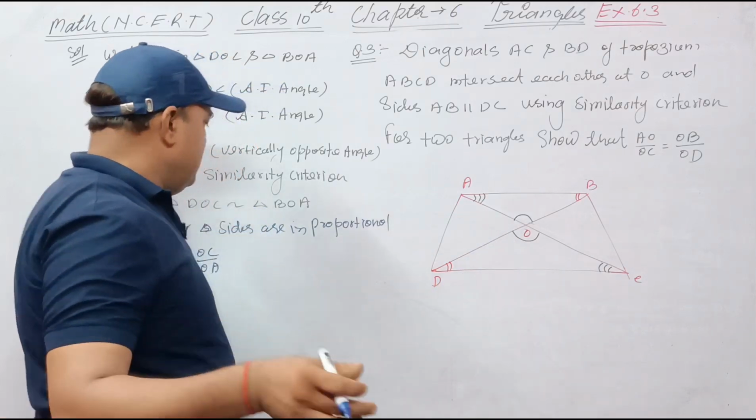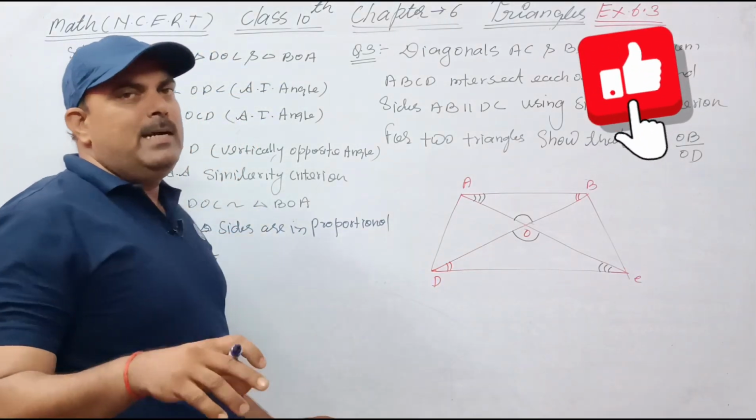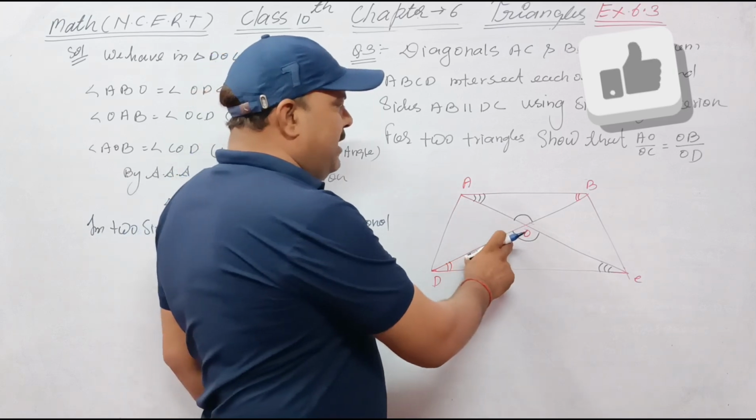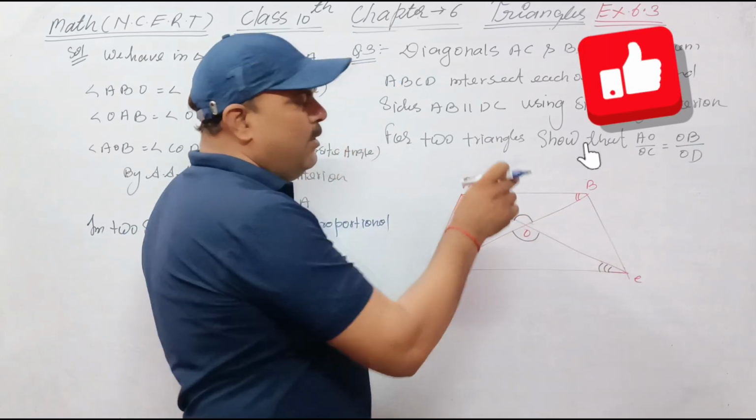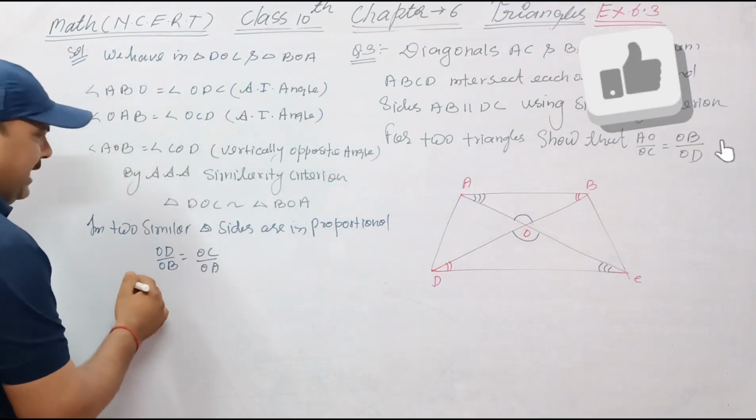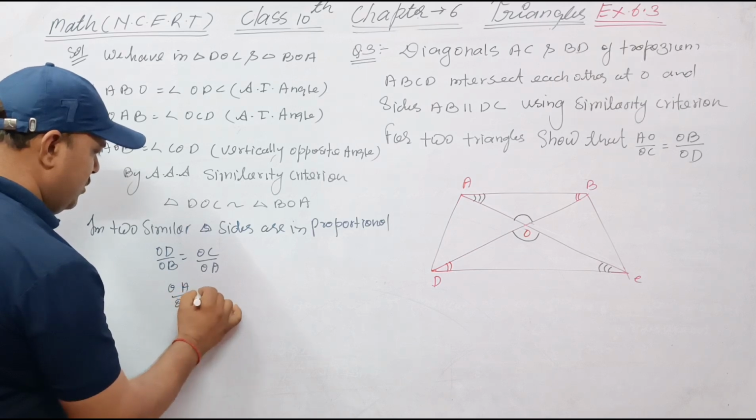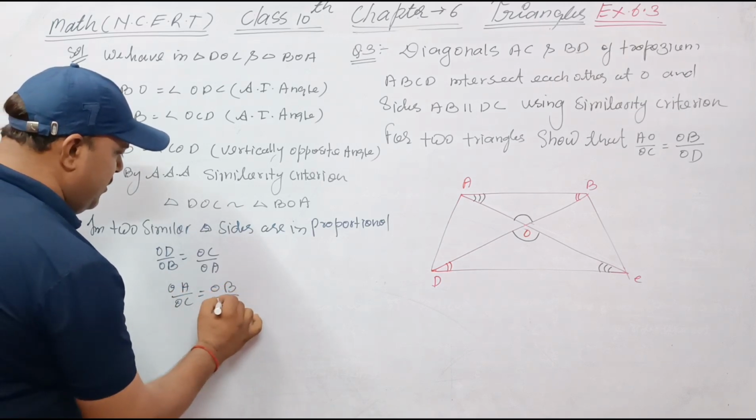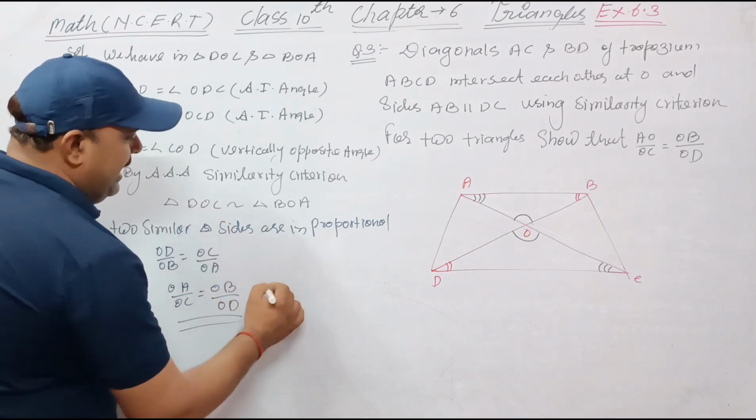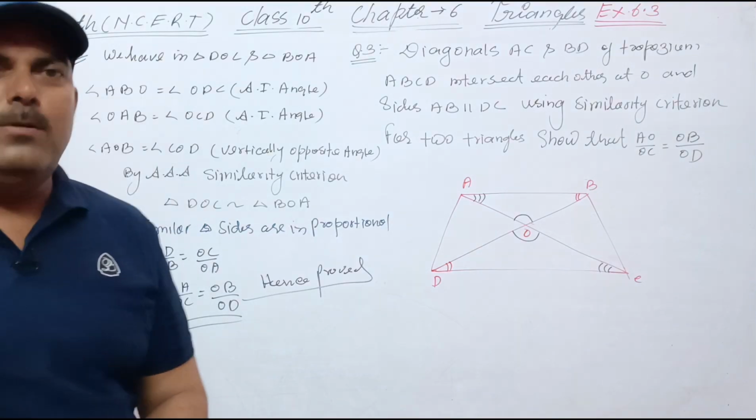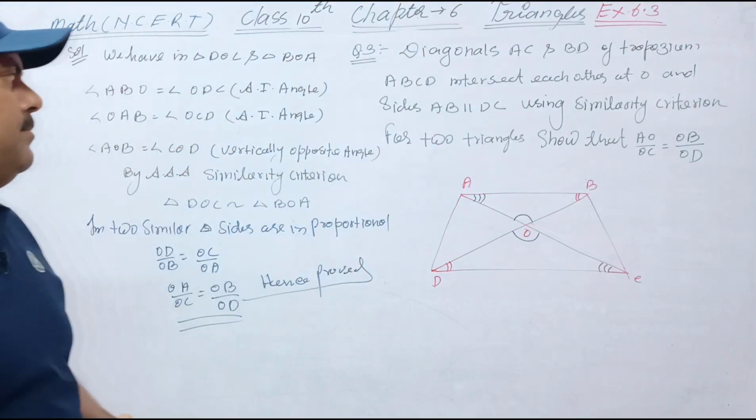Corresponding sides in similar triangles are in proportion, that is, OD upon OB is equal to OC upon OA. It can also be written as OA upon OC is equal to OB upon OD. Hence proved. You can note down. Let's understand next question 4.